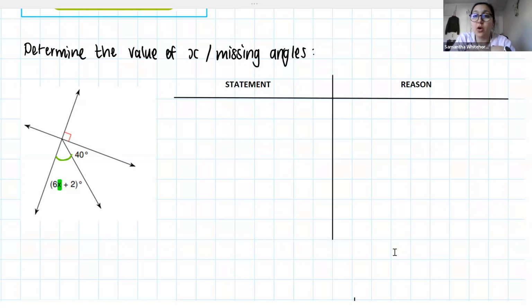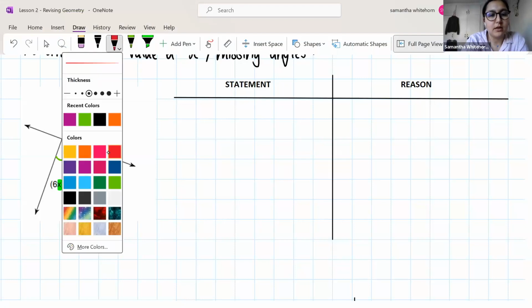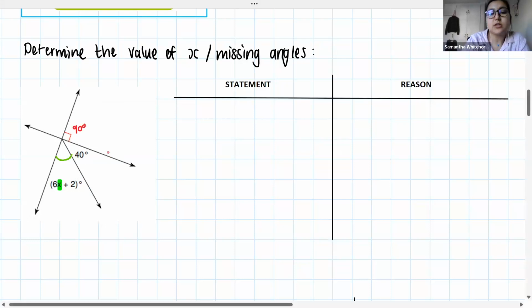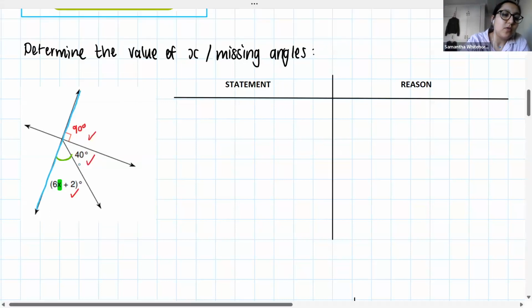All right, so technically I've got a whole bunch of different reasons here, but what I need to analyze is what information leads me to using whatever rule. Now, the first bit that I need to be mindful of is that little red square at the top. And we know that this red square means 90 degrees. And so technically I have got 90 degrees, I've got 40, and I've got an expression for that angle there. And that's useful for me because what I can now see is that all of these angles fall on the straight line over there in blue.